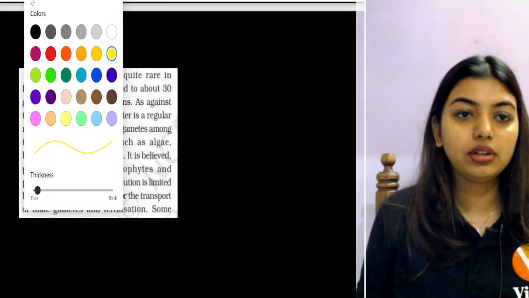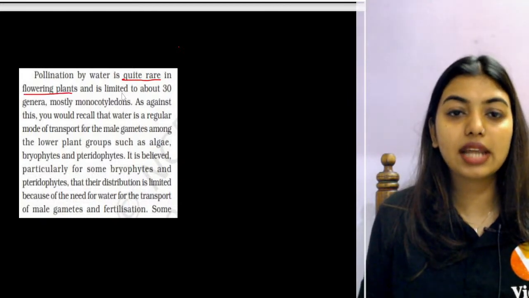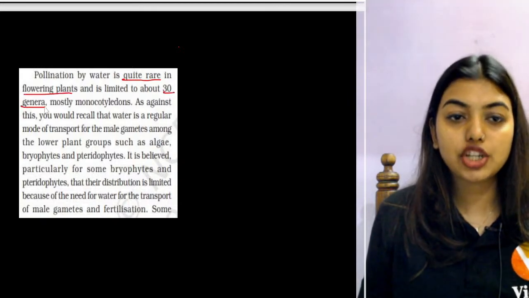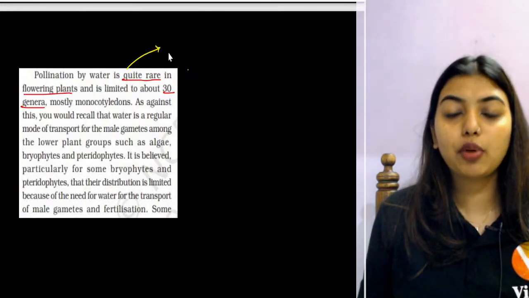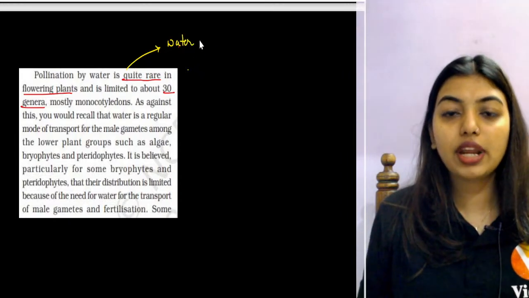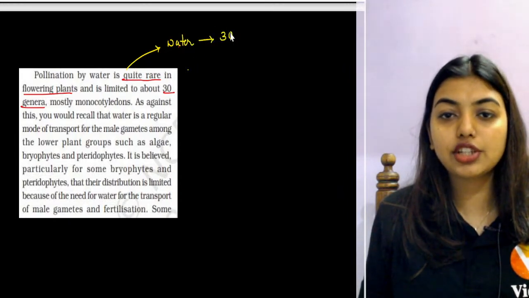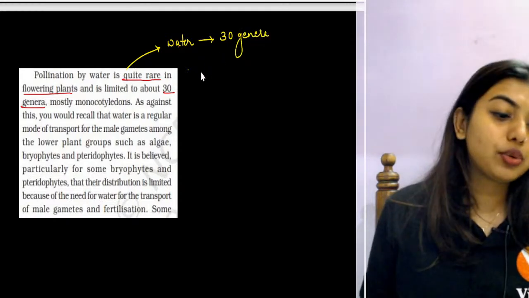Now, pollination by water. Pollination by water is quite rare in flowering plants, and it is limited to 30 genera. So this is very important, students. Even though we told that abiotic pollination is very common, water pollination is quite rare. It is only fixed to 30 genera. Only 30 genera of plants will be doing water pollination.